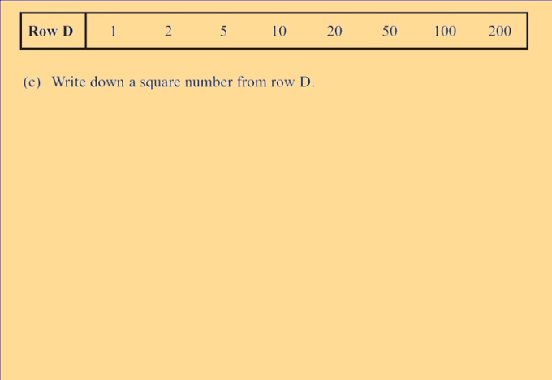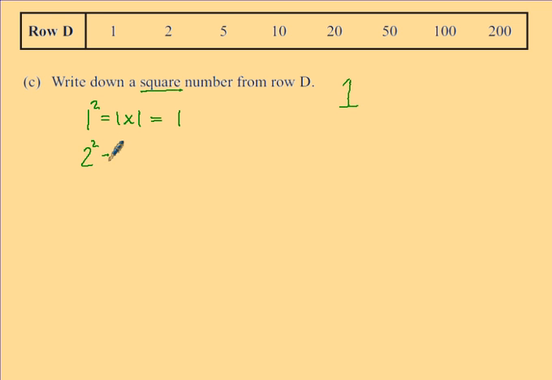For part C of this question, we wanted to write down a square number from row D. So here again is row D. Now, square numbers are the result of multiplying a number by itself. So for instance, 1 squared, which is 1 times 1, which makes 1. So this is a square number, and it's also in our list, so we can easily pick off the number 1.